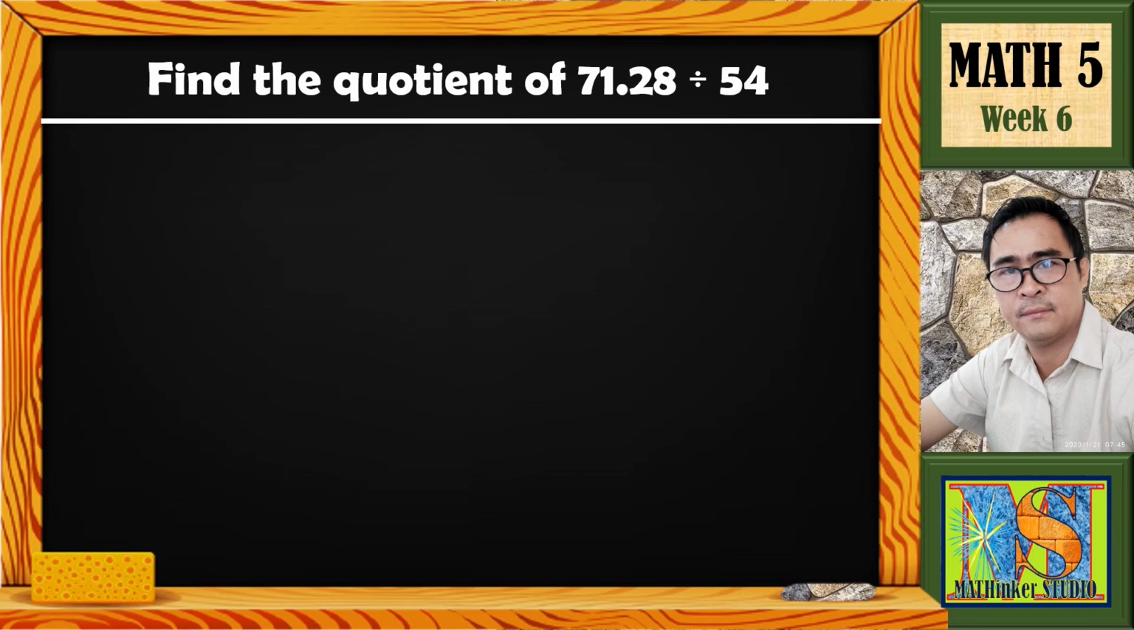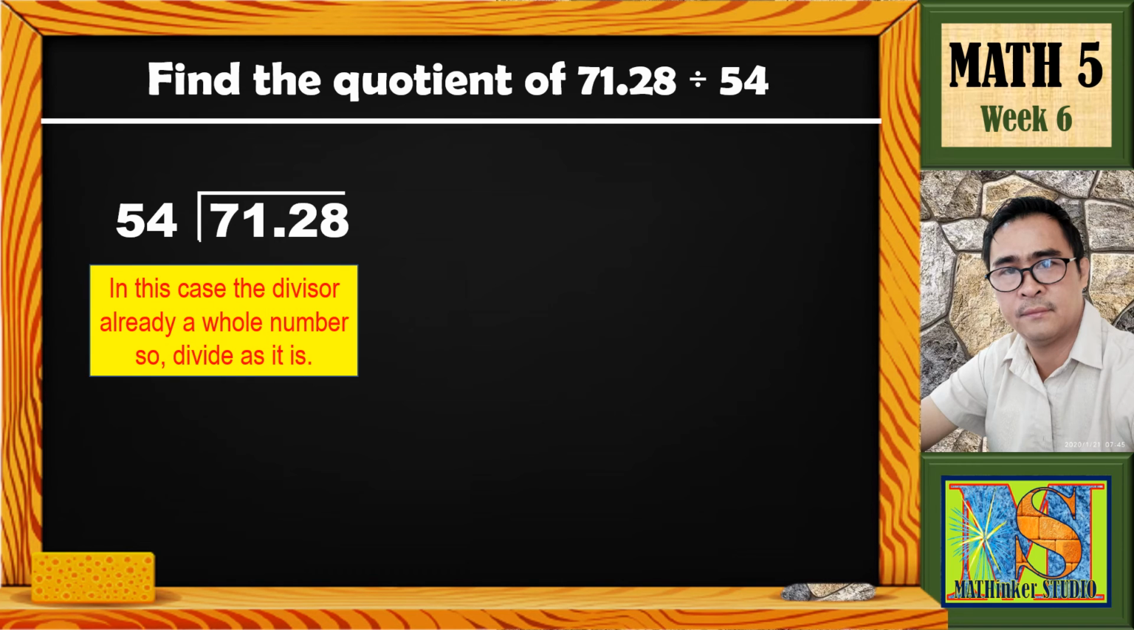Okay, next example. Find the quotient of 71 and 28 hundredths divided by 54. So, isulat natin ang ating division sentence. Ang ating divisor ay already whole number. So, walang decimal point na ililipat sa kanan. So, in this case, the divisor is already a whole number, so we divide as it is. So, mag-proceed na tayo sa division. So, 71 and 28 hundredths divided by 54. So, let us divide. 71 divided by 54. Pero, ang ating decimal point, huwag natin kakalimutan una.